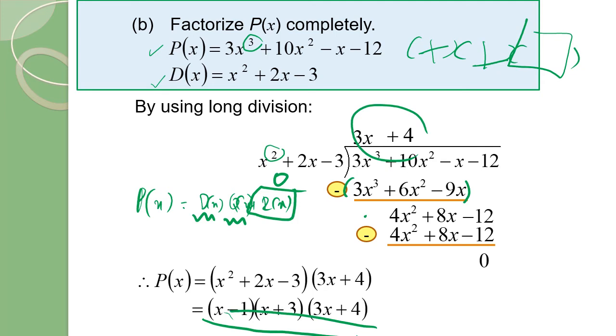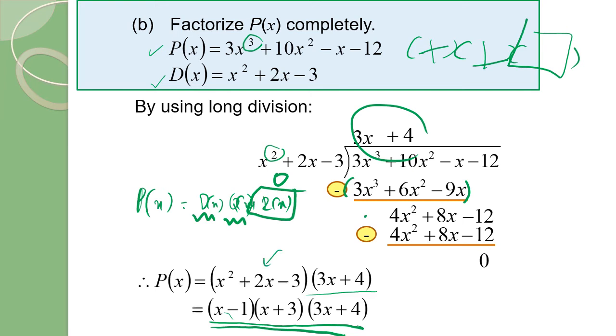Sometimes we have a quadratic factor that we cannot factorize, so we should leave it as a quadratic. We should stop here if this quadratic cannot be factorized. For example, if the factor will be in the form of plus or minus a square root, we cannot factorize completely like this. So we just leave it as x squared plus something.